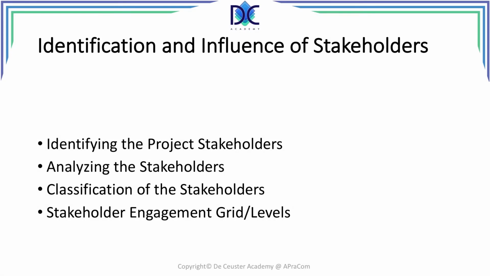Here I will talk about the identification of stakeholders and how they can influence your project. We look at 4 points. The first point is identifying the project stakeholders. The second is about analyzing the stakeholders. The third point is about the classification of the stakeholder. And the last point is about stakeholder engagement, the engagement grid, and the engagement levels of the stakeholders.